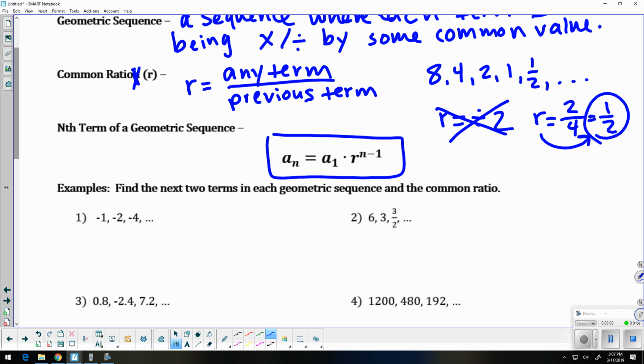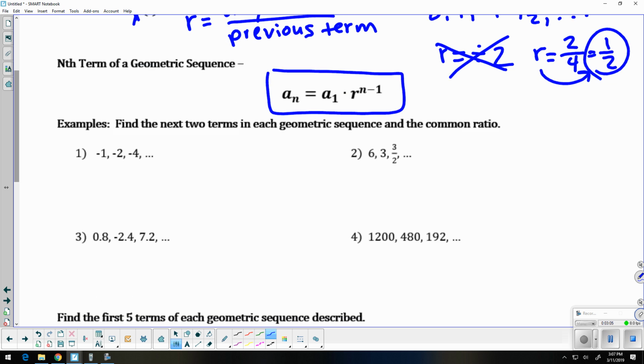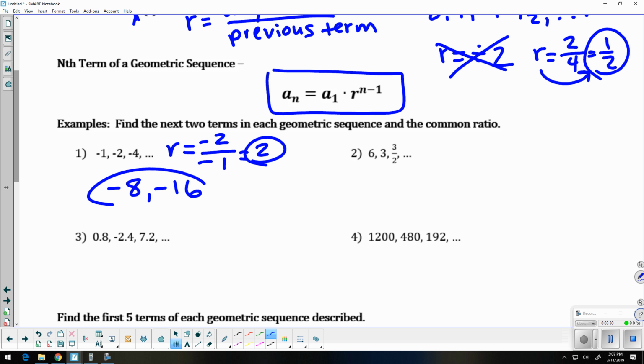Okay, so our first examples say to find the next 2 terms in each geometric sequence, and also find the common ratio. First figure out the pattern, so finding R. If you can't tell by looking at it, just take any term, like -2, and divide it by its previous term, which is -1, and R is obviously 2. So we're just doubling, multiplying each number by 2 each time. After -4, if you times by 2, you'd have -8, times 2, -16. There are the next 2 terms.